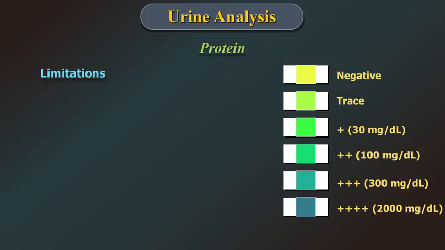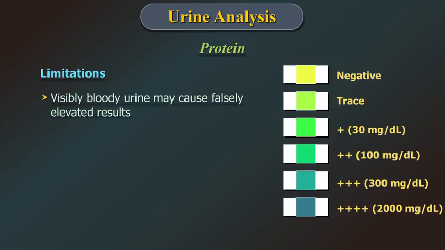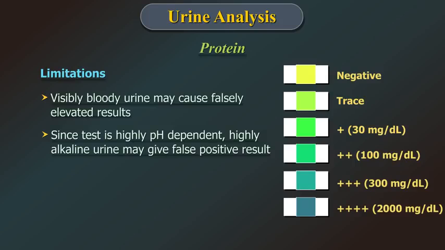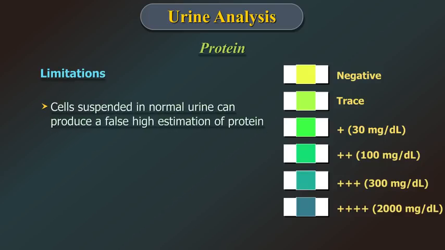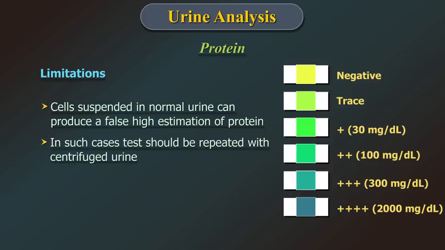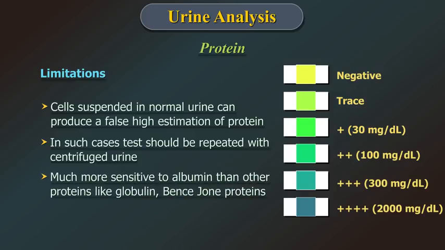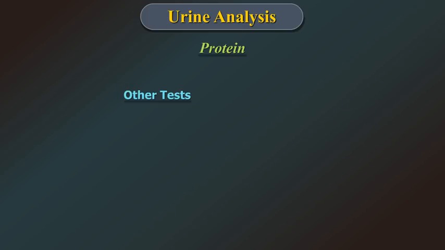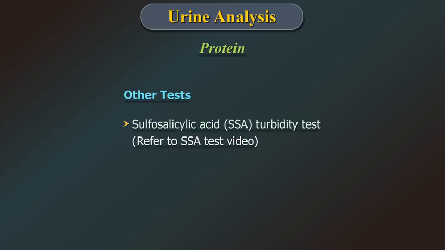The limitations being visibly bloody urine may cause falsely elevated results. Since test is highly pH dependent, highly alkaline urine may give false positive result. Cells suspended in normal urine can produce a false high estimation of protein. In such case, the test should be repeated with centrifuged urine. It is more sensitive to albumin than other proteins like globulin. Benz-Jones proteins. The other tests include the sulfosalicylic acid turbidity test and the urine protein electrophoresis.